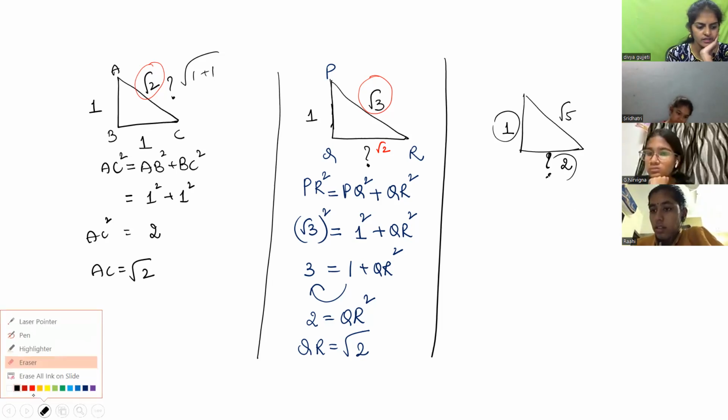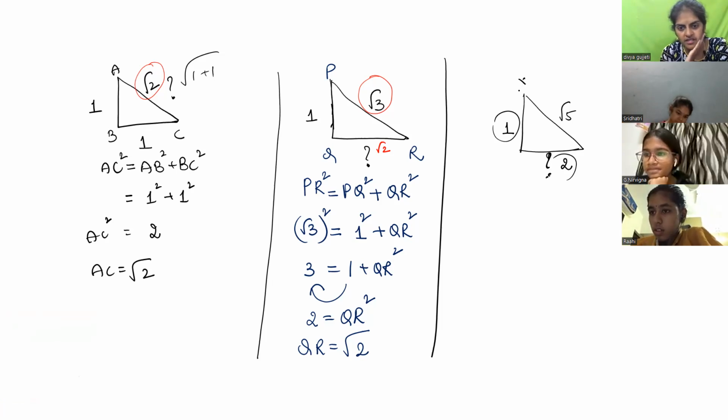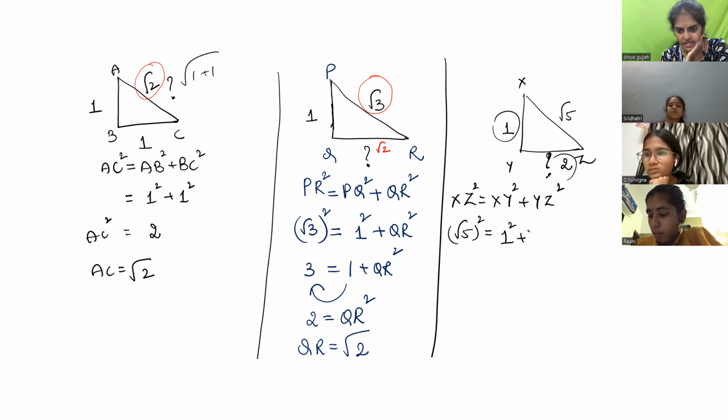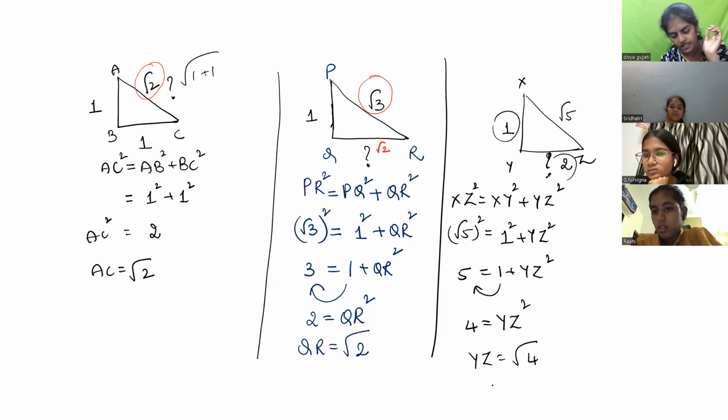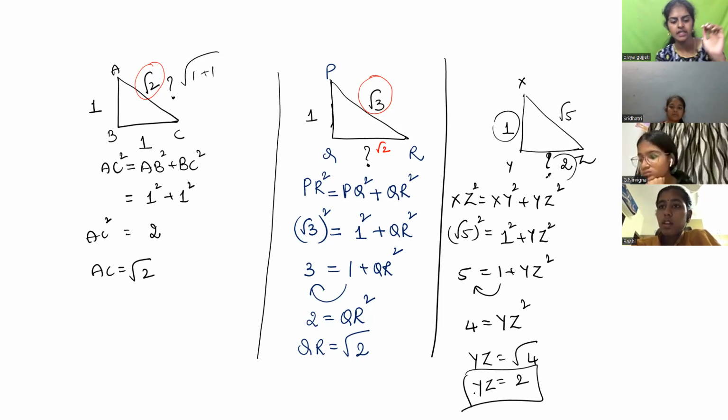Now I'll tell you the whole process. Suppose this is XYZ, so you know XZ square equals XY square plus YZ square. So root 5 whole square is equal to 1 square plus YZ square. YZ you have to find. So root 5 squared gives me 5, equal to 1 plus YZ square. Transposing, 5 minus 1, 4 equals YZ square, and YZ would be root 4, which is nothing but 2. Got it now? Ma'am, I got the correct answer. Great, great, beta.